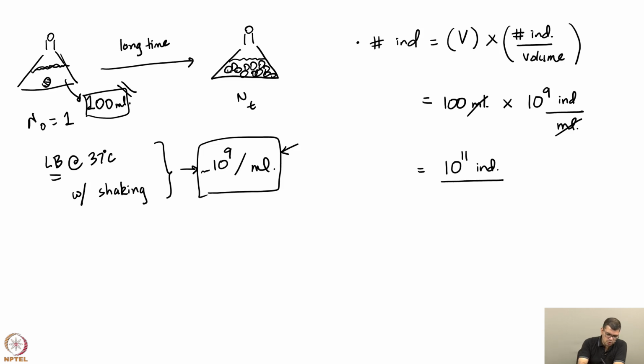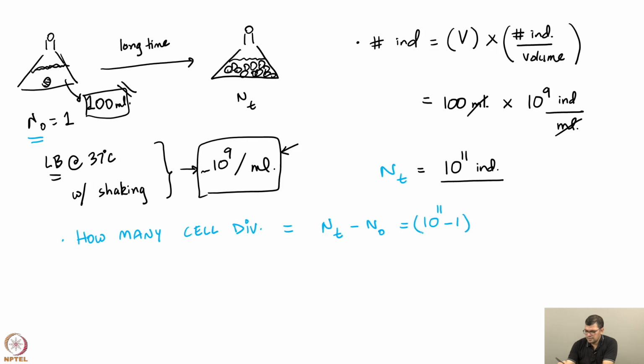Now, we should look back: when we look at these numbers, how many cell divisions took place? We know from before that if N_t is the final number of individuals and N naught is the starting number of individuals, the number of divisions is just N_t minus N naught, which is equal to 10 to the power 11 minus 1. If you do this subtraction, you should convince yourself that 10 to the power 11 is 1 followed by 11 zeros, so minus 1, what you get is 9, 9, 9 all the way to 9.